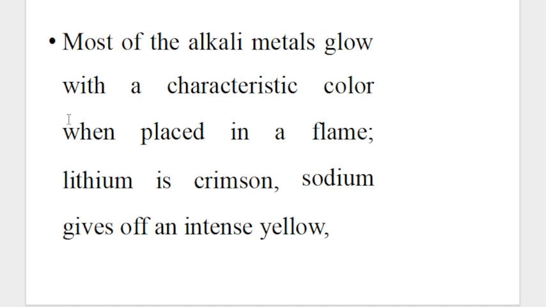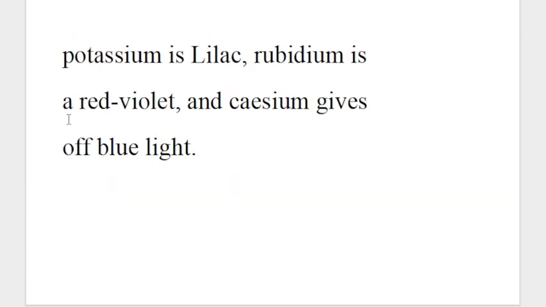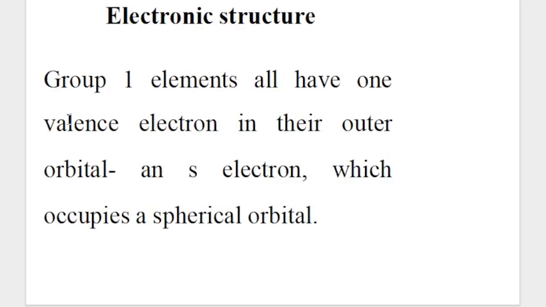Most of the alkali metals glow with a characteristic color when placed in flame. Lithium is crimson, sodium gives off an intense yellow color, potassium is lilac, rubidium is red violet, and cesium gives off blue light. So this is more or less a flame test for these metals.